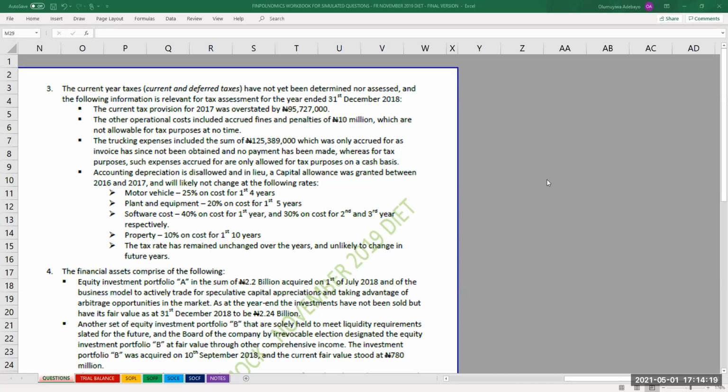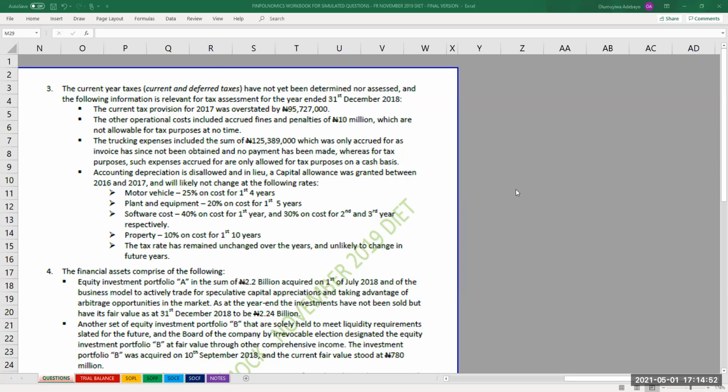Additional information four, the financial assets comprise of the following. One, equity investment portfolio A in the sum of 2.2 billion naira acquired on 1st of July 2018 and of the business model to actively trade for speculative capital appreciations and taking advantage of arbitrage opportunities in the market. As at the year end, investments have not been sold, but have its fair value as at 31st December 2018 to be 2.24 billion naira.